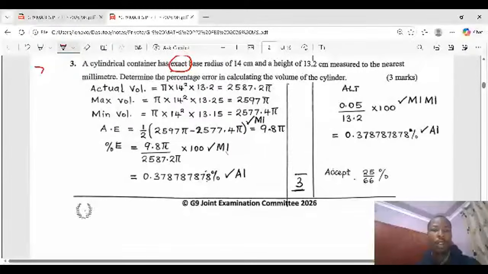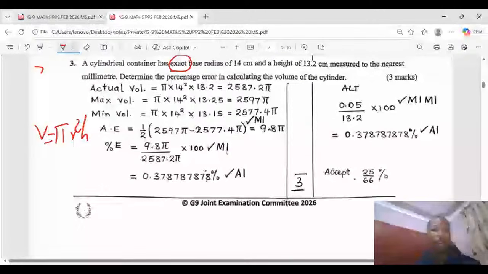So you are given the height as 13.2, measured to the nearest millimeter. The first thing you have to find is the actual volume, the volume before the error. How do you find the volume of a cylinder? The volume of a cylinder is given as pi r squared h.